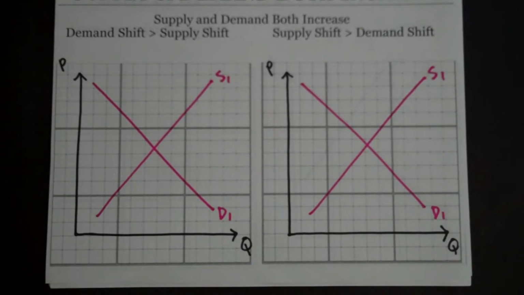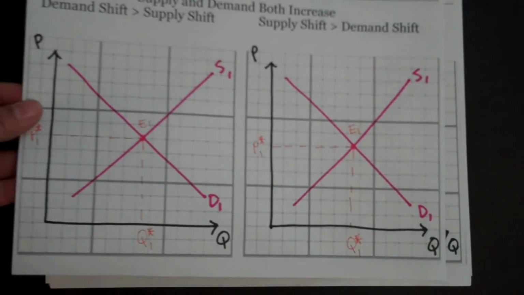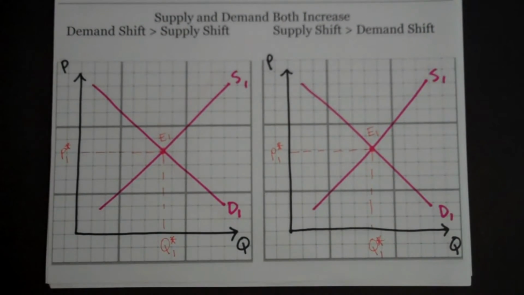First, we have to start out with our standard graph. Downward sloping demand, upward sloping supply, price on the y-axis, and quantity on our x-axis. We need to find our equilibrium points, E1, and our equilibrium price and equilibrium quantity that's associated with each of those. Now, in this graph, our demand and supply curves are both going to increase. That means they're both going to shift to the right.